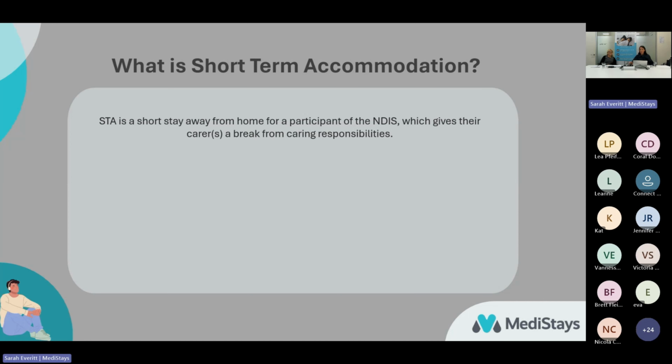So in terms of short-term accommodation, let's start off with a definition as it is now. NDIS STA is a short time away from home for an NDIS participant, such that the regular caring responsibilities of the informal supporters, the carers, so that their living arrangements can be sustained, so that the living arrangements of the participant can go smoothly and that they can be cared for, 100% of the time that they require, without the informal carers having to worry that they can continue what they need to do.